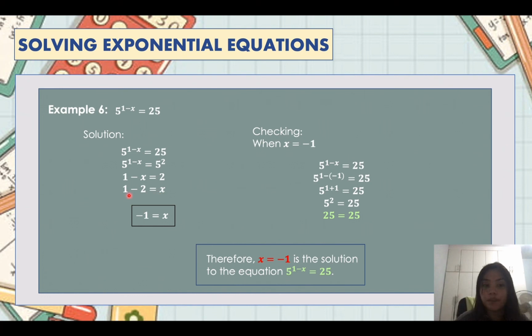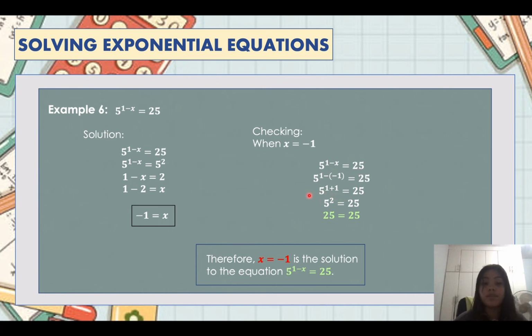We then simplify and transpose 2 onto the left side, so it becomes 1 minus 2 equals x. We transpose negative x onto the right side. So upon simplifying, we will have a result of negative 1 equals x. So checking. When x is equal to negative 1, again, we replace this with negative 1. We have a result of 5 raised to the power of 1 minus parenthesis minus 1 close parenthesis equals 25.